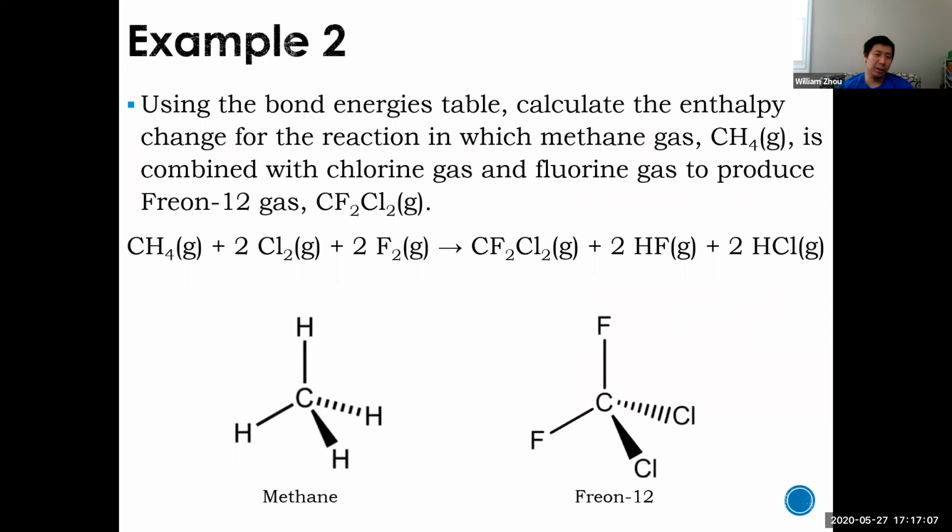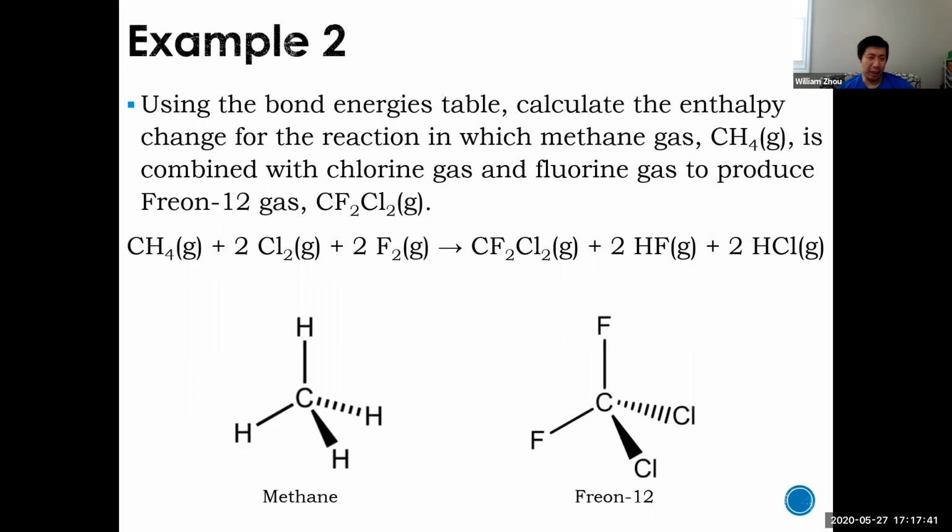All right, so here's example 2. Example 2 is a longer problem. You have more substances. Using the bond energies table, calculate the enthalpy change for the reaction in which methane, CH4, is combined with fluorine gas and chlorine gas. That's a very deadly reaction. To produce Freon 12, which is CF2Cl2, as well as HF and HCl. Here is the balanced chemical equation.